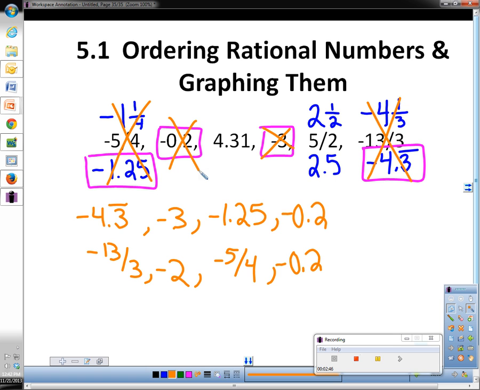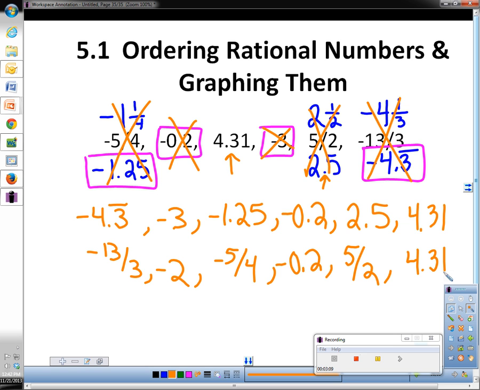So now I'm going to move on to my positive numbers. I have 4.31 and 2.5. Since 2.5 is smaller, I'm ordering these from least to greatest. I would write that. If I'm using the original form, this was 5/2. So the only remaining number I have is 4.31. So this is the numbers ordered from least to greatest.